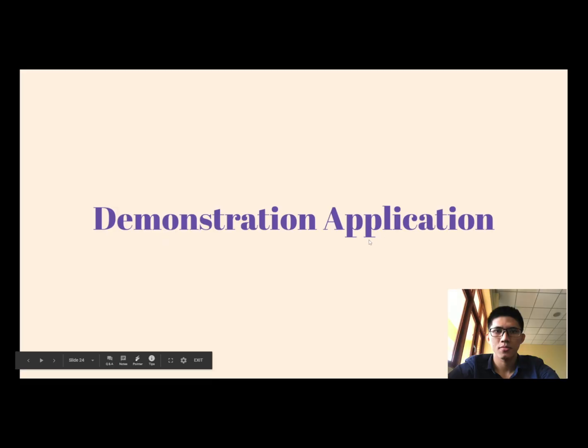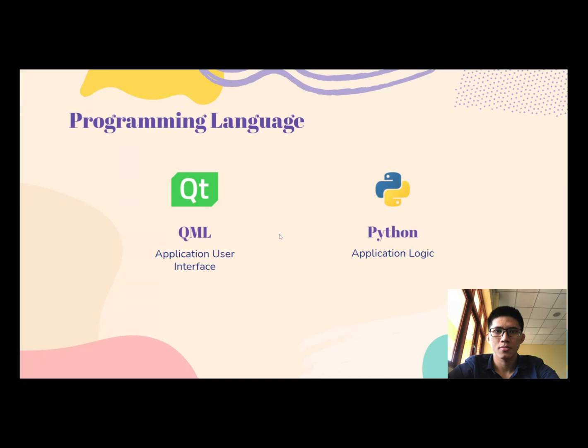Hello, my name is Kwon from Group 6. Now we move on to the demonstration of our project's application. Our application runs on the QML language for the user interface and the Python language for the application logic. We choose QML for the user interface because this language is easy to port to embedded devices, for example, car panels. And we use Python for application logic because Python has very strong support for machine learning.